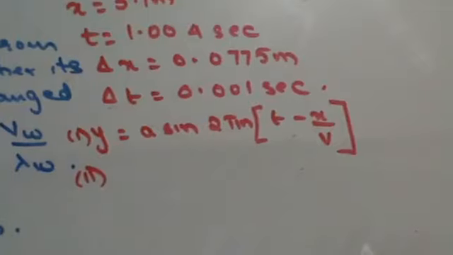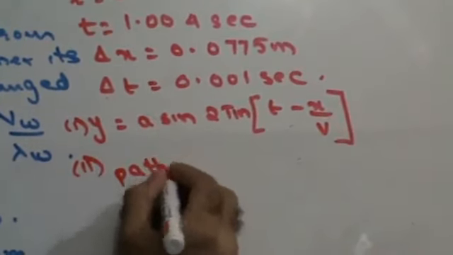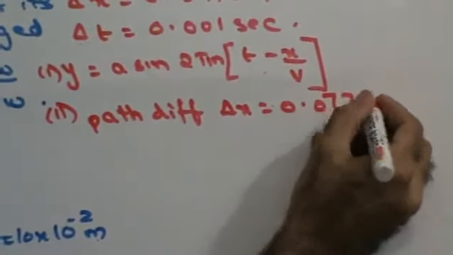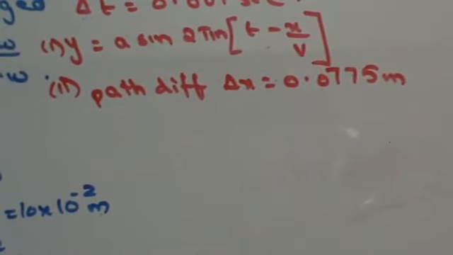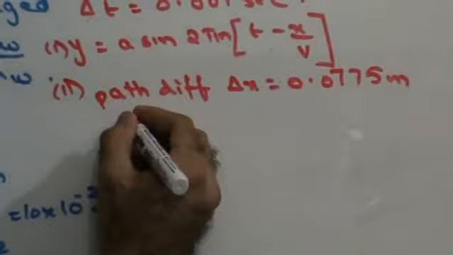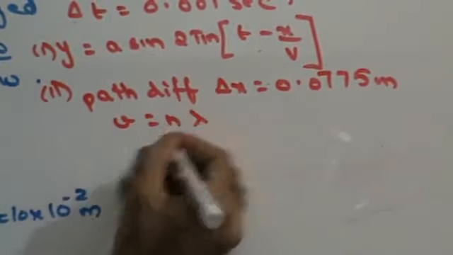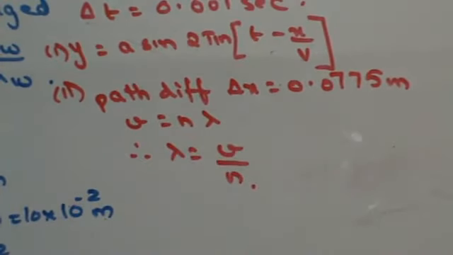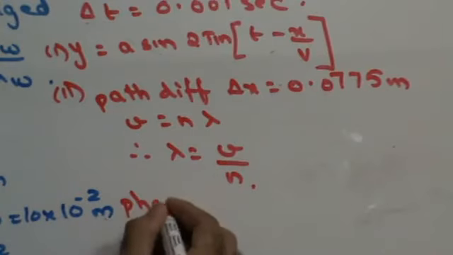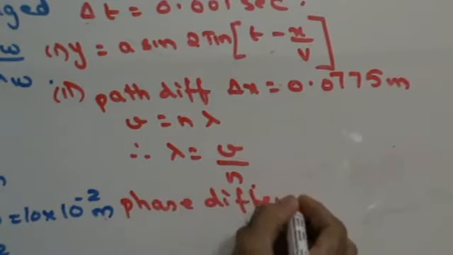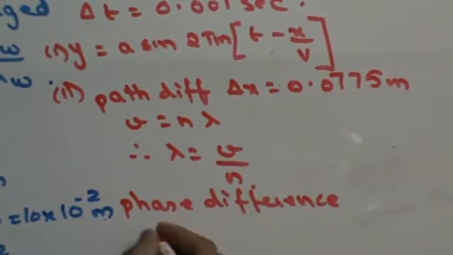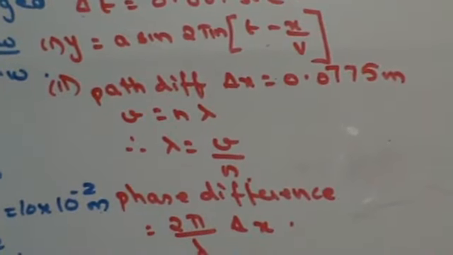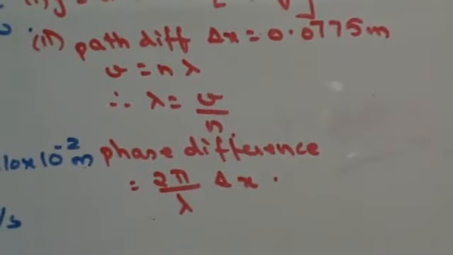Next, now that phase difference, they've given you that path difference. Path difference delta x is given to you as 0.0775 meters. They've asked you to find out phase difference. For that, first I need to know the wavelength. Now we know that v is equal to n lambda. Therefore lambda I can find out as v by n. I know v, I know n, so I'll come to know lambda. Phase difference is given by the formula 2 pi upon lambda into delta x. Lambda I know, delta x I know, I should be able to find out my phase difference.